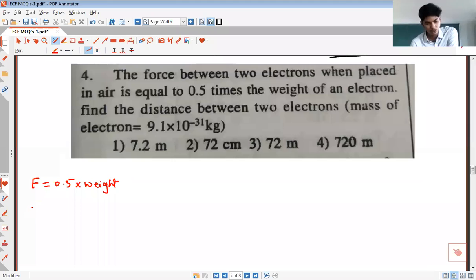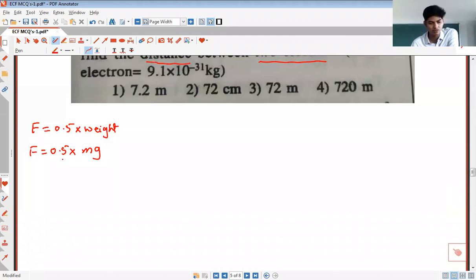See, the force between two electrons can now be written as 0.5 times the weight of an electron, which is generally m into g, where m is the mass of the electron and g is the acceleration due to gravity. This is the data given, and you are supposed to find the distance between the two electrons. So, with the data given, we will try to find the distance.